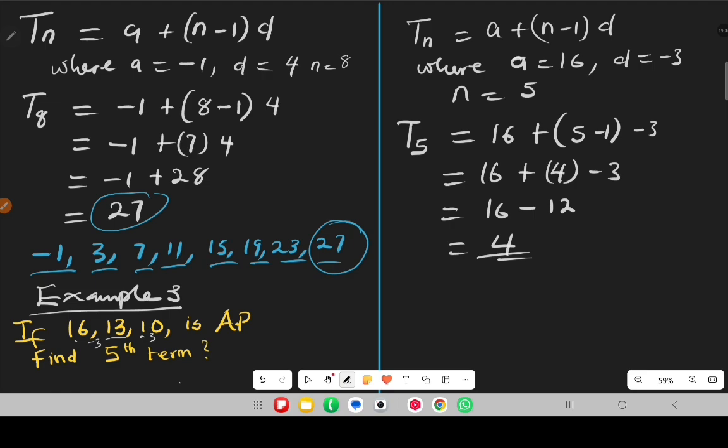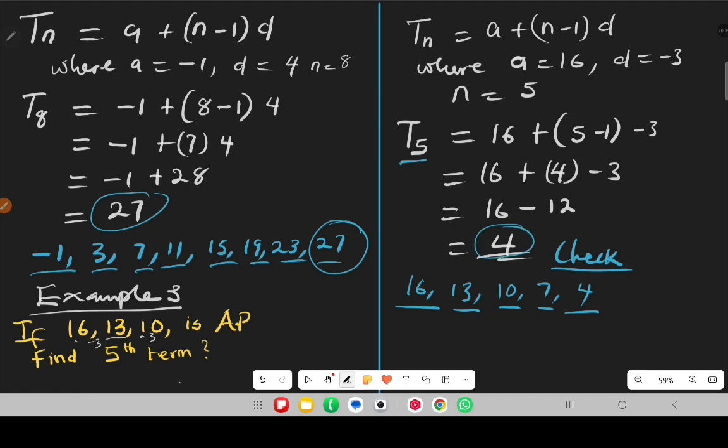Now let's check if our answer is correct. Check. Now we write down the sequence. The sequence is decreasing by 3. We have 16, 13, 10, minus 3, we have 7, minus 3, we have 4. Let's check if 4 gives us the fifth term. We have 1, 2, 3, 4, 5. The fifth term is 4. So our answer is correct.